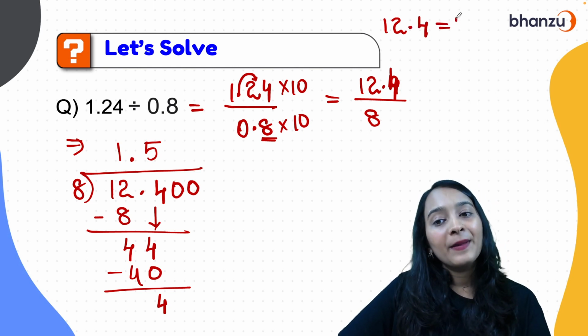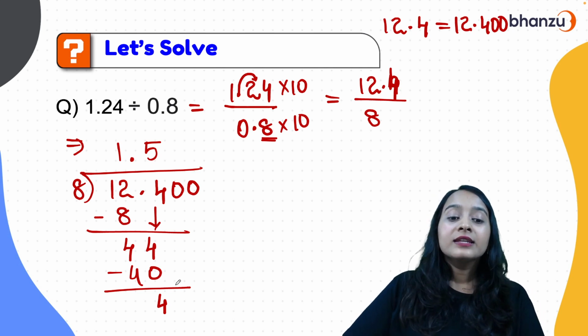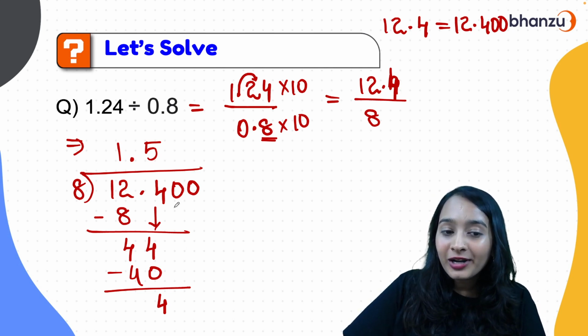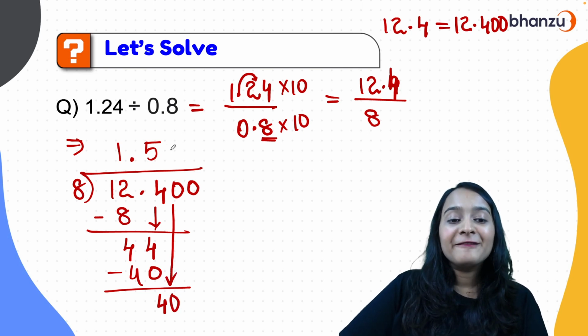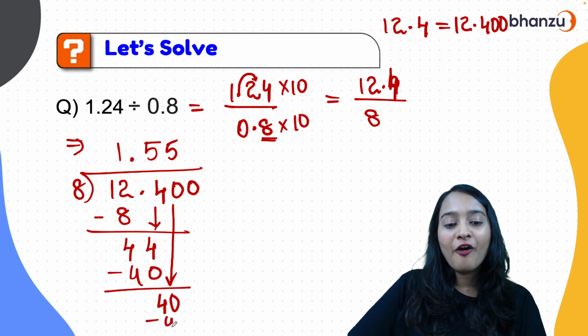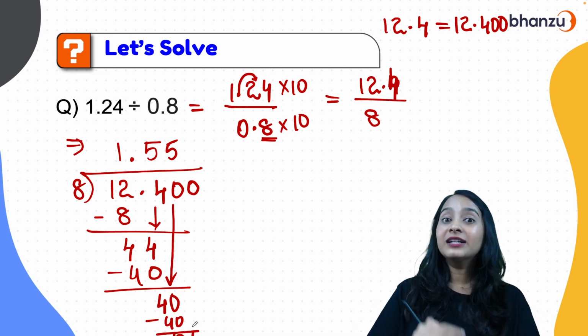12.4 is the same as 12.400. So now I have another digit to pull down. So I'm going to bring down my 0. 8 fives again are 40 and now you get a 0. Alright, so we have learned something new.